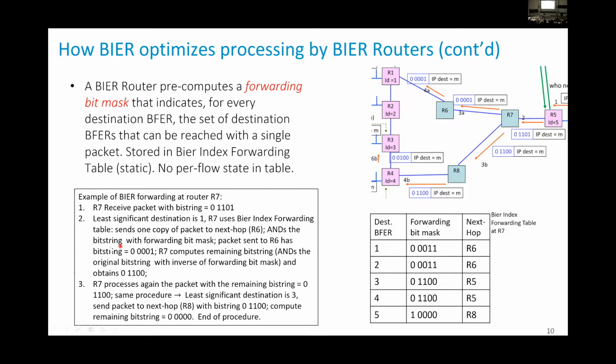And I do the same process with this one. So I take the least significant bit here, which is bit 3. I go to the entry 3, and I do the same thing. That will tell me to send the packet to R3. The new bit string will be 0, 1, 1, 1, 0. And then when I do this again, the remaining bit string will be empty, only zeros everywhere, because I've sent to all destinations here.